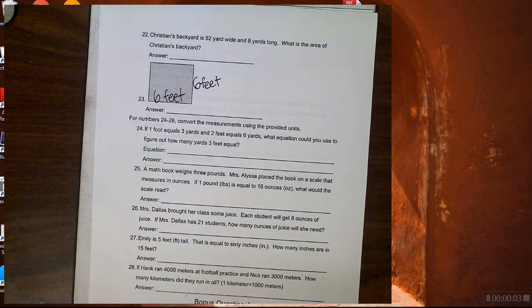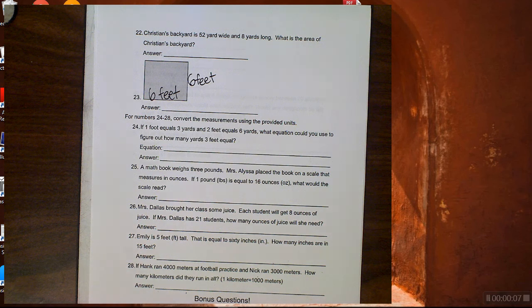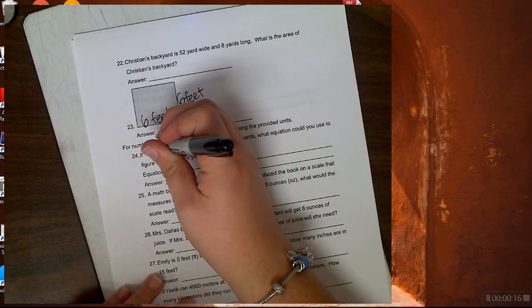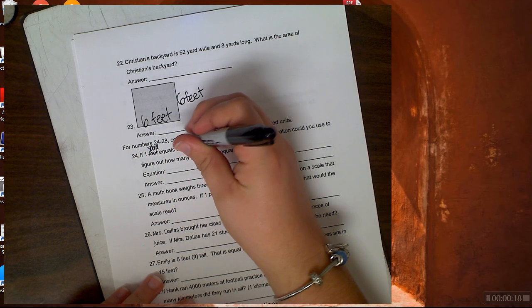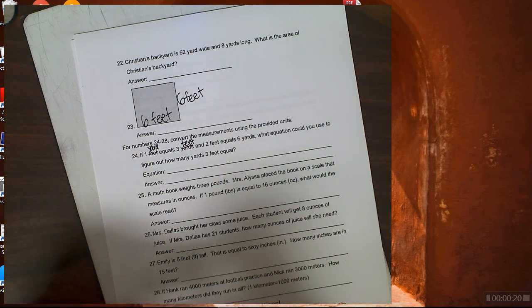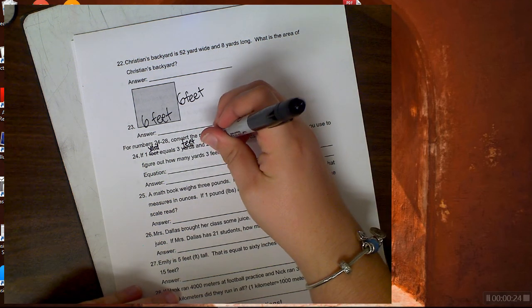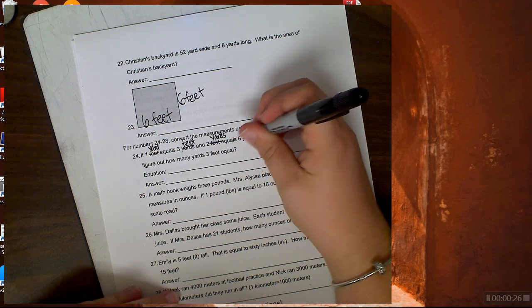And we are in the home stretch here with numbers 24 through 28. Now, I did realize today when working with some students that I made a small accident here on 24, where we have foot, it should be yard, and where we have yard, it should be feet. 1 yard equals 3 feet, not the other way around. So 2 yards equals 6 feet.